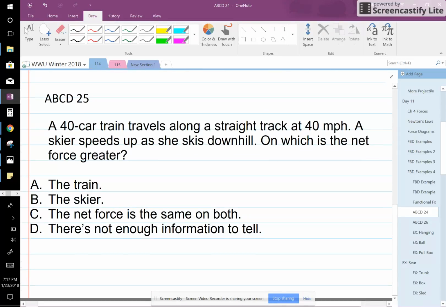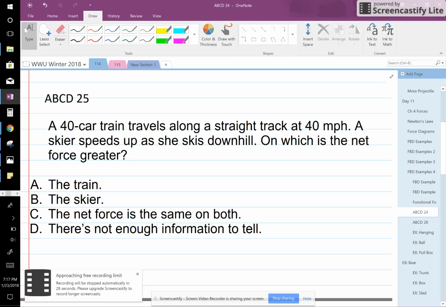We'll try and get another ABCD question in. We have a 40-car train that travels along a straight track at 40 miles per hour. We have a skier that speeds up as she skis downhill. On which is the net force greater? So again, take a moment, pause the video, and legitimately try this question just like you'd be forced to in class. And you'll have to see the next video to figure out the answer.